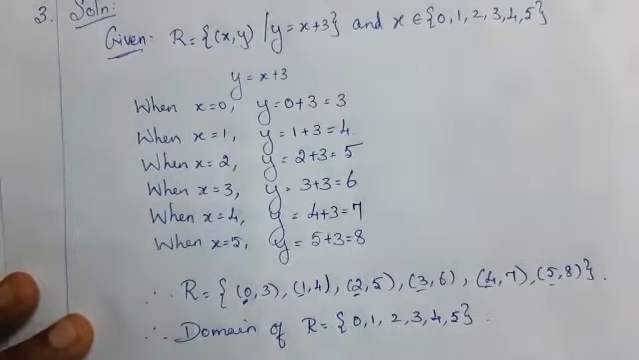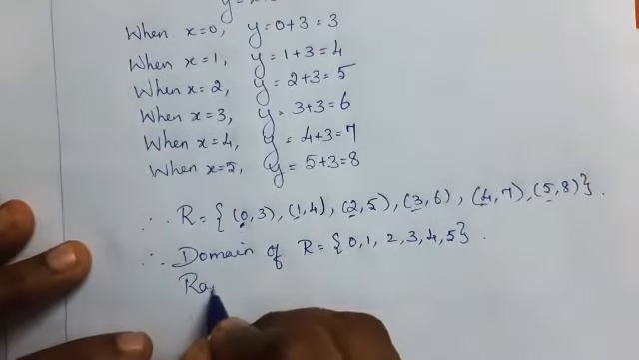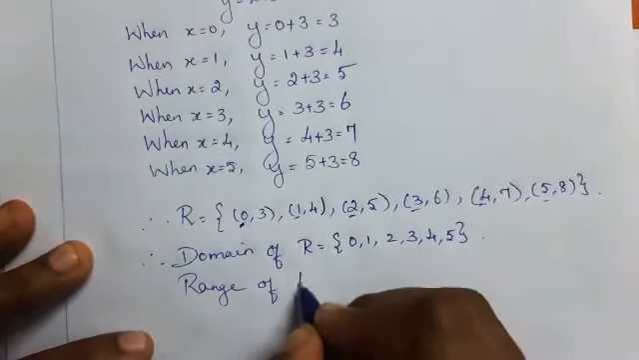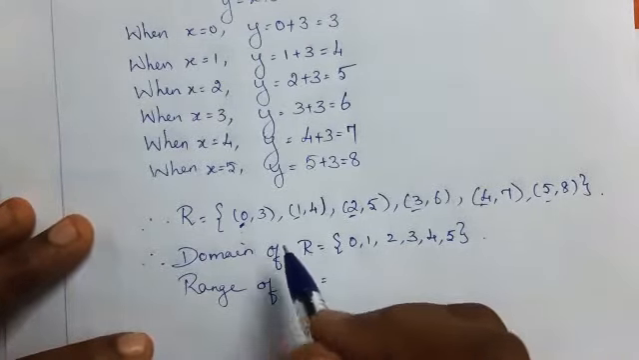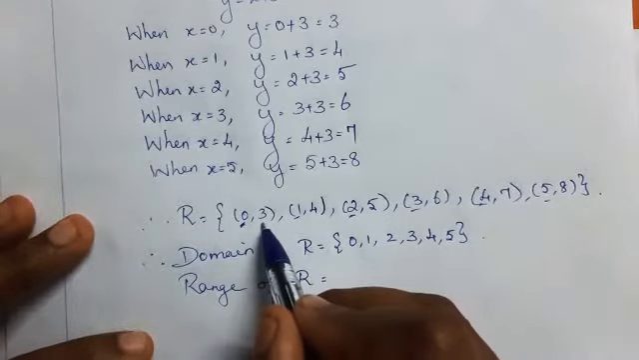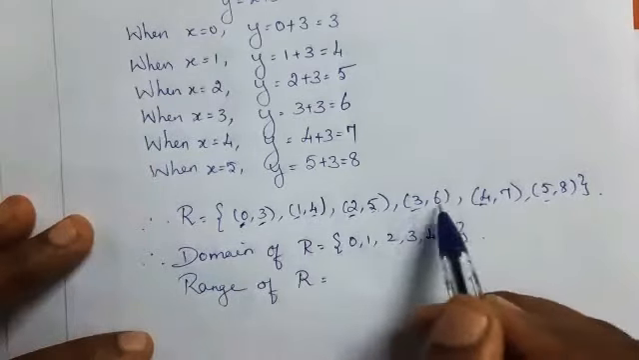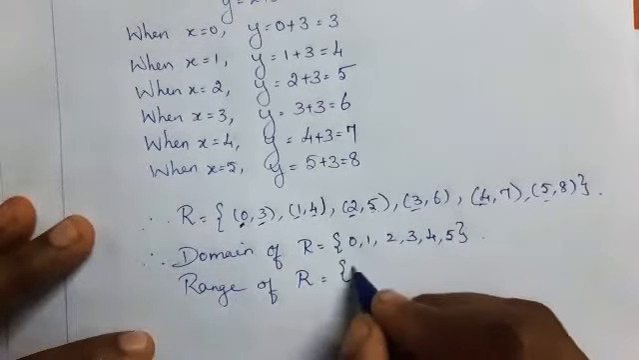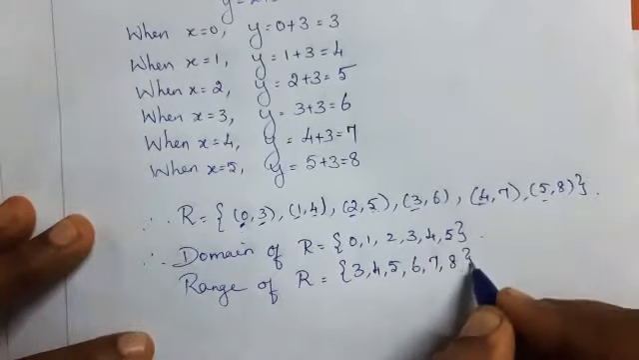Then range of R. Can you say the answer? Yes, correct. What are the elements which are present in the second place? All the elements in the second place: 3, 4, 5, 6, 7, 8.